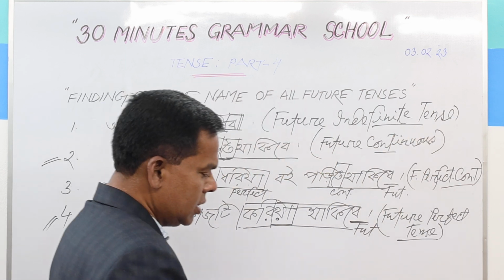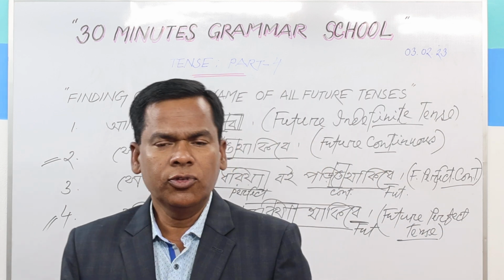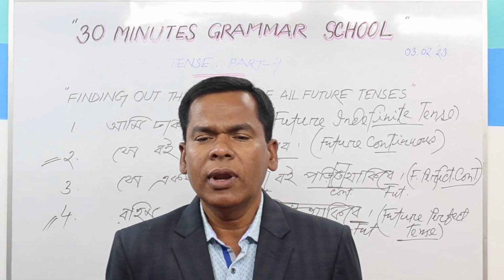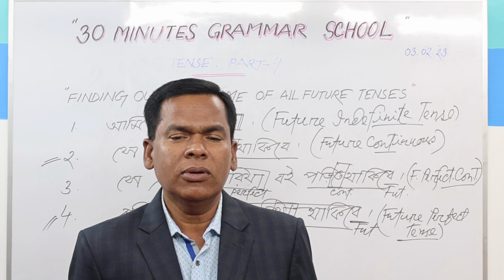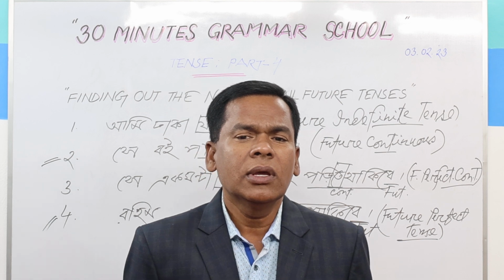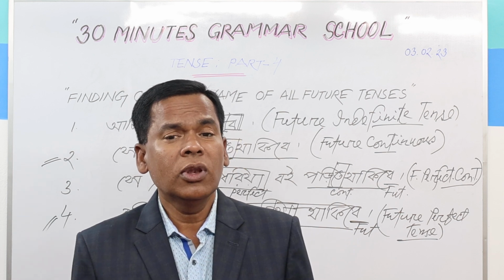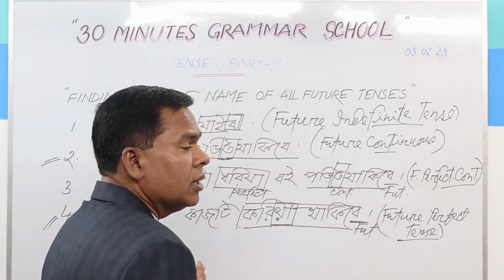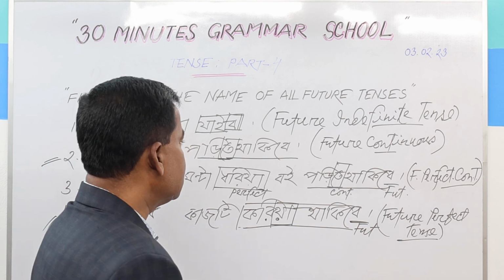Okay, my dear boys and girls, look here. These are all about the four tenses of future tense. Dear students, from this learning we have learned about the tenses. Now I think we all have the ability to find out what kind of tense a sentence is. If anybody asks you to find out the tense, you will be able to answer any question regarding the name of the tenses.